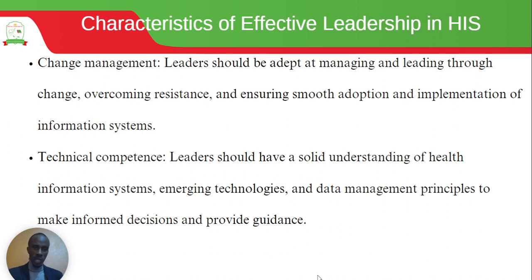It should be on their fingerprints. They should be able to navigate around this system. They should not be learning from the people that they are supposed to teach. They should have the knowledge of this health information system, how it works, how to fix some problems if they arise. Everything should be at their fingertips. Emerging technologies, how to improve it, the data management principles, so as to make informed decisions and provide guidance to the people that are going to use this health information system.